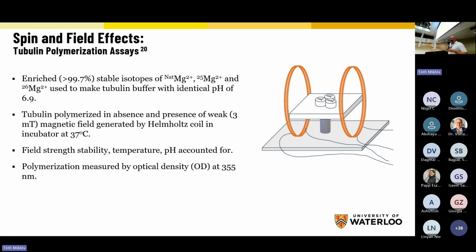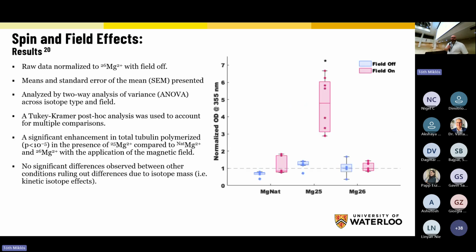We then measured the polymerization of tubulin using an optical density-based measure, where we shine light through the system and measure the amount of light that's being scattered, correlating that with the amount of tubulin that's polymerized into microtubules. And so this is what we found.